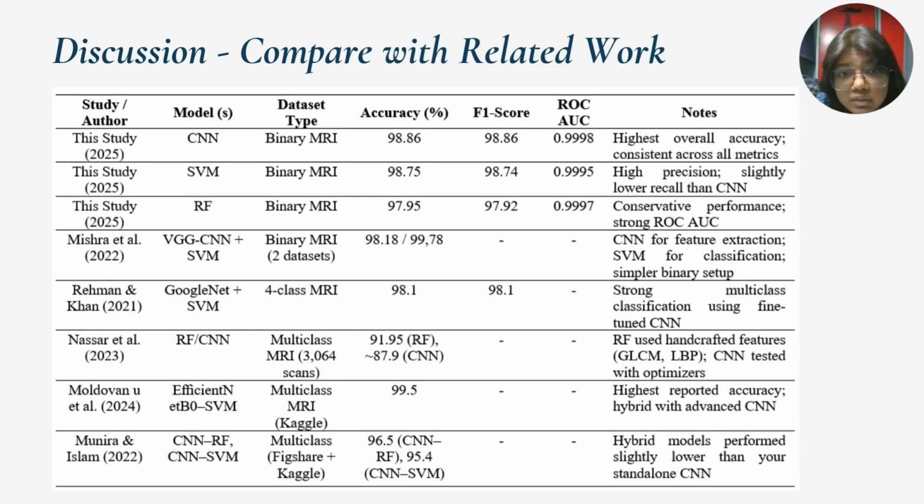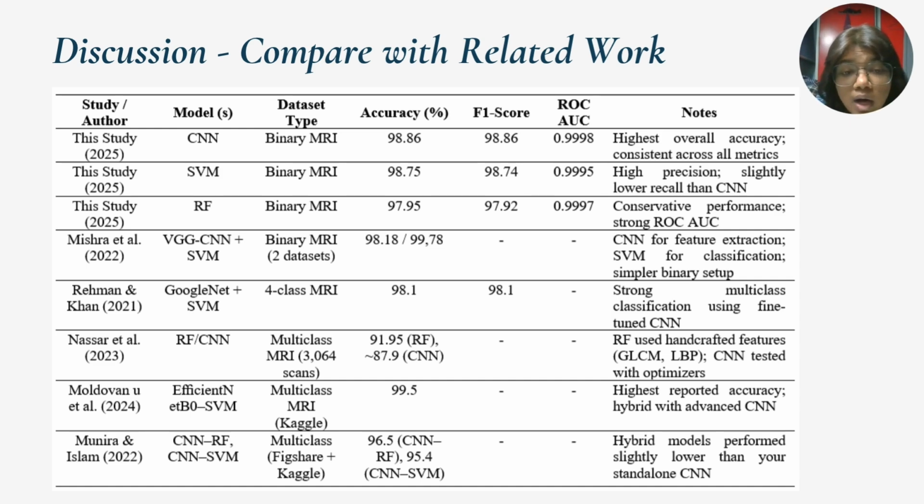The SVM model, while slightly lower, still achieved 98.75% accuracy and 0.9995 ROC-AUC. It showed high precision but slightly lower recall compared to CNN. The random forest model recorded a respectable 97.95% accuracy and a ROC-AUC of 0.9997, indicating strong conservative performance.